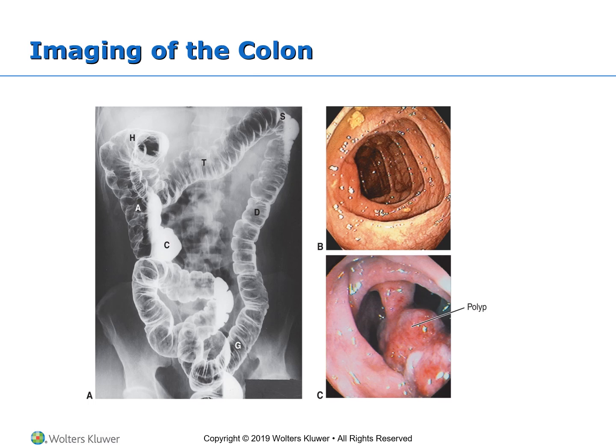Image B is an endoscopic image of the cecum, and in C you can see an endoscopic image of a colonic polyp. You can see how the concentric folds of the mucosa are sitting over there, and you see how in the middle of the cavity is lying this polyp.